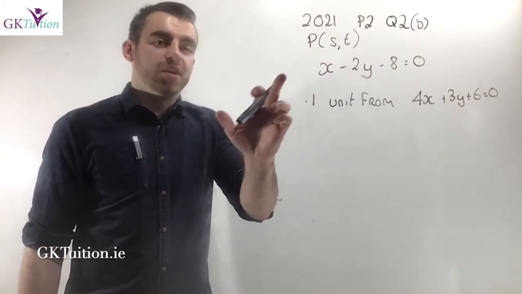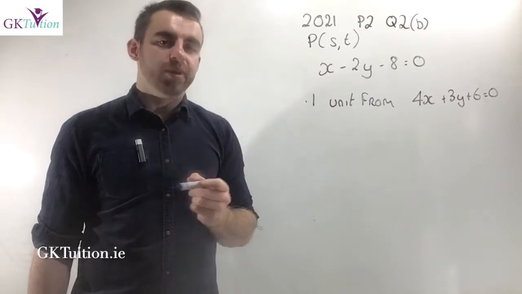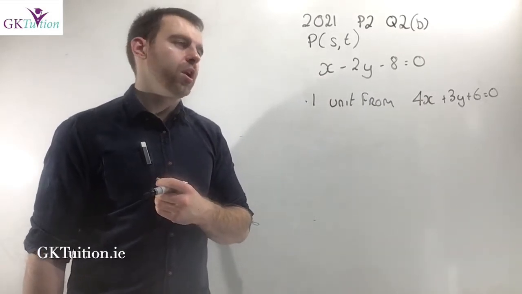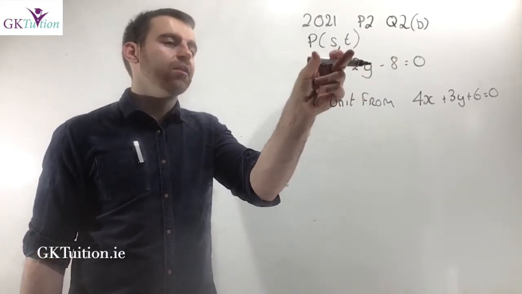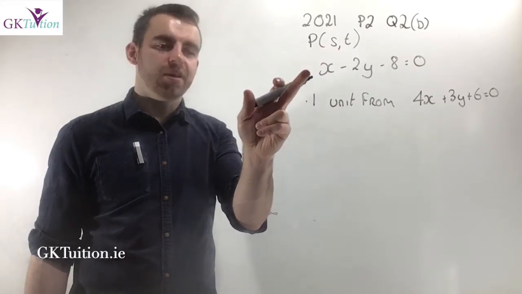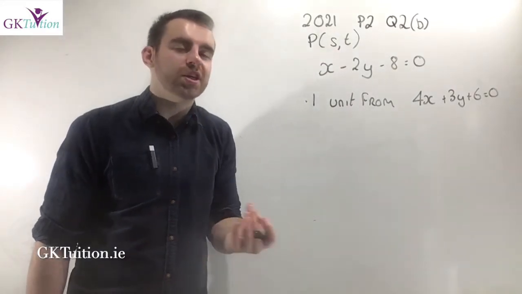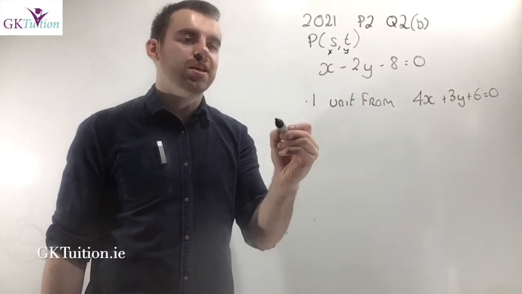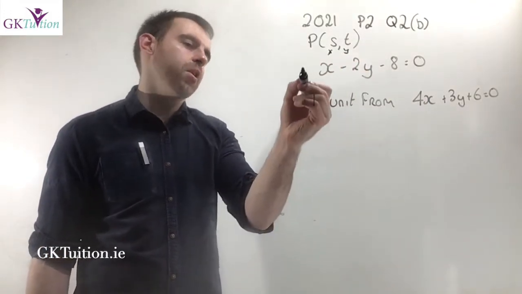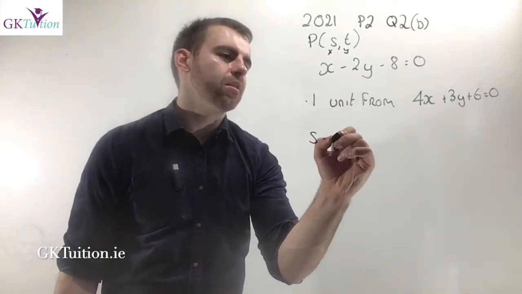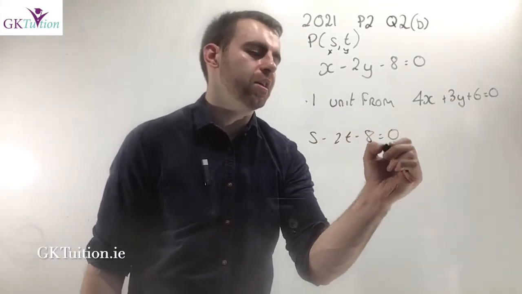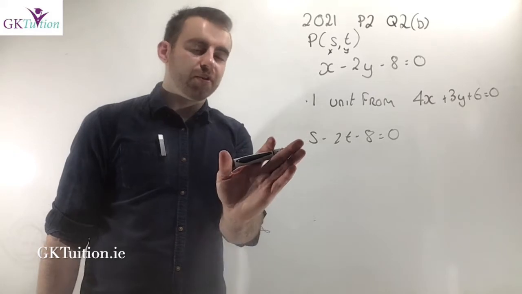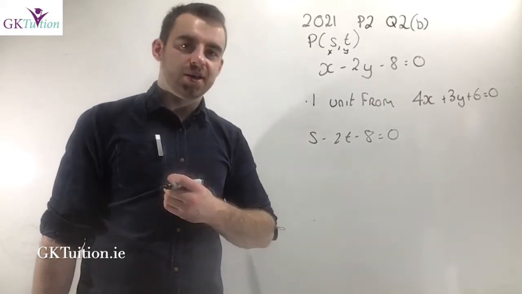The easiest equation to come up with is just based on the first piece of information. Just like what we did in part A, we know that this point lies on this line. So to come up with our first equation in s and t, we can just sub it in. The x coordinate is s, the y coordinate is t. And I'm simply going to sub that in here. If I sub into this, I'll get s minus 2t minus 8 equals 0. So that's the first equation in my simultaneous equation.